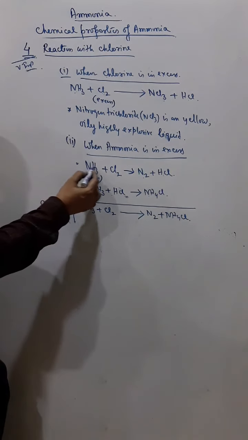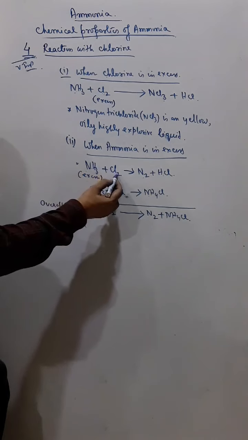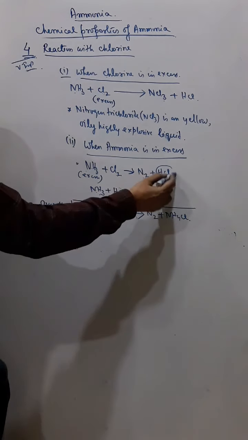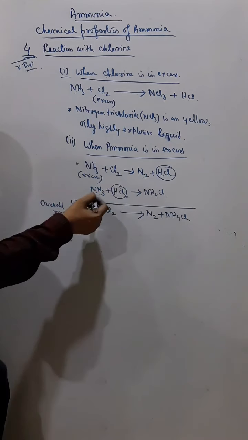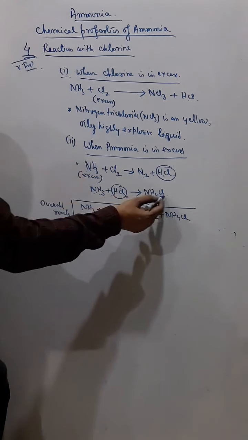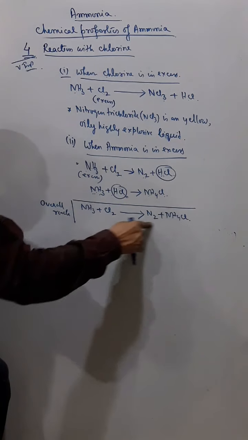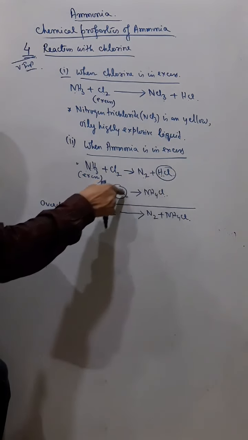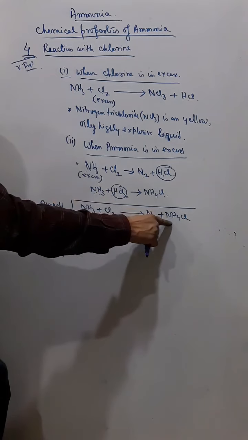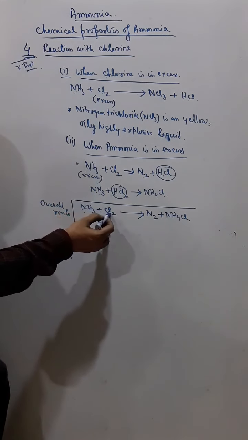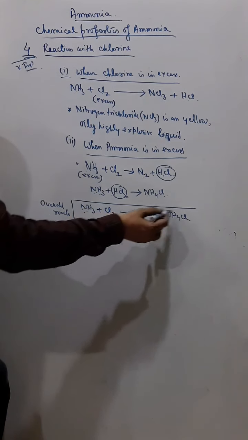So first, ammonia and chlorine react to give nitrogen and HCl, and this HCl reacts with the excess ammonia and you get NH4Cl. In the final product you will not get any HCl, because that HCl has already reacted with ammonia to form NH4Cl, and therefore finally we write the overall reaction as NH3 plus Cl2 giving this.